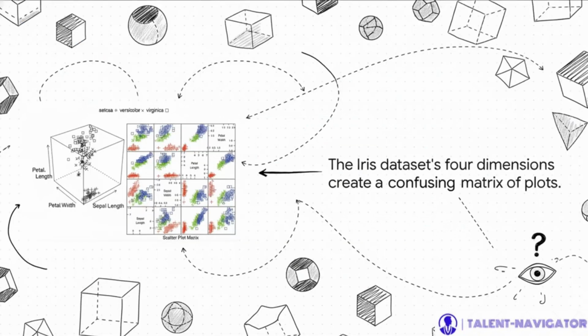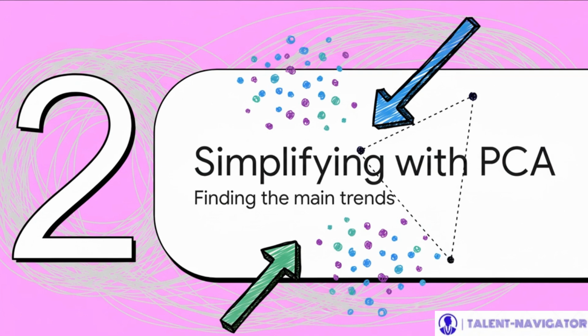So take a look at this. This is a famous classic data set, and it only has 4 dimensions, and it's already just a crazy, confusing mess of plots. Now try to imagine this with 400 dimensions, or 4,000. It's literally impossible for a person, or even a computer, to really see the true patterns hiding in all that noise.